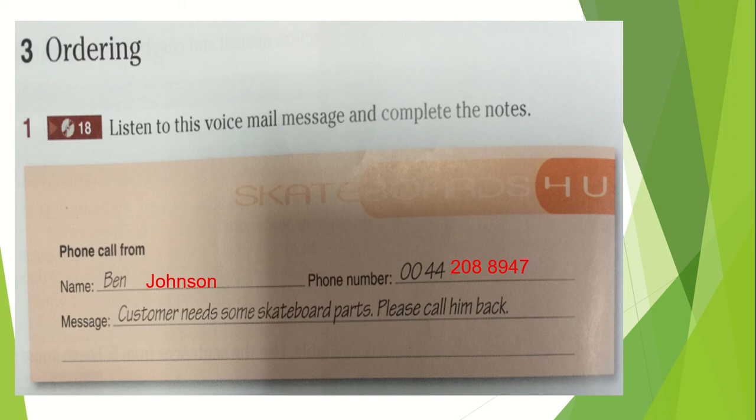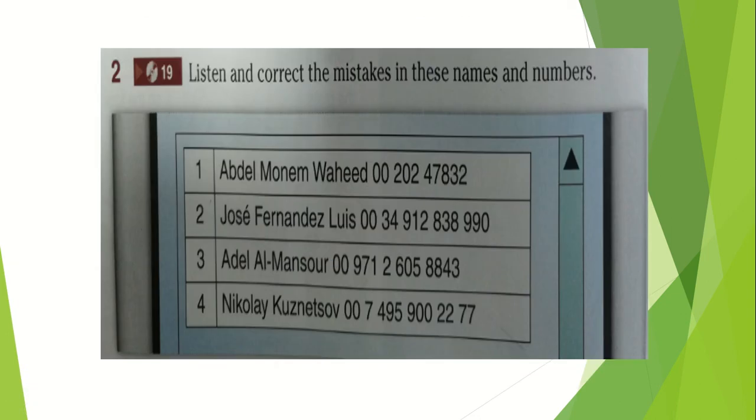So this is the first objective for today. Let's move to another exercise. It's also listening. Listen and correct the mistakes in these names and numbers. Also, the person here is registering, or taking down, the name and the phone number of a person. But there are some mistakes. Let's look at number 1. What is this? Abdelmonem, Wahid, and the phone number. There are some mistakes. Let's listen and see how many mistakes there are in number 1.